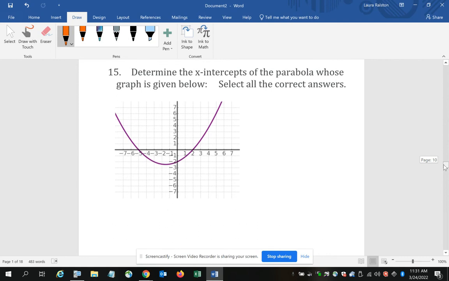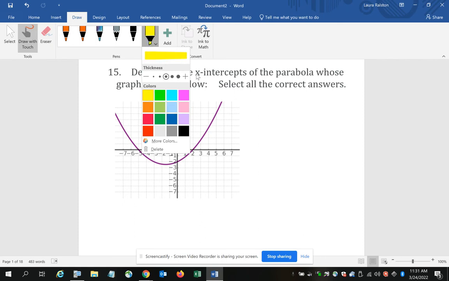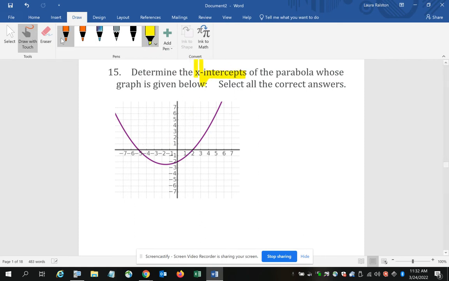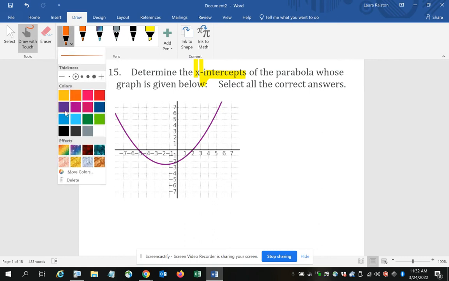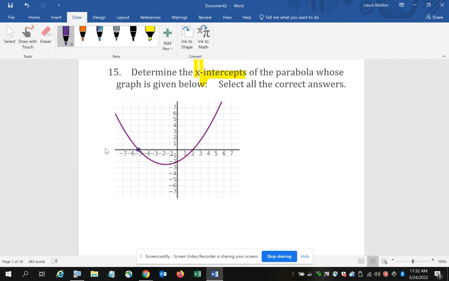Number 15 gives you a graph, and again, it's important that you read the question carefully. It says determine the x-intercepts of the parabola, and it also tells you you could have more than one answer. Looking at the graph, the x-intercepts occur where the graph crosses the x-axis. So it crosses at this point, which is -5, 0, and it crosses at this point, which is 2, 0. So my x-intercepts are -5, 0 and 2, 0.